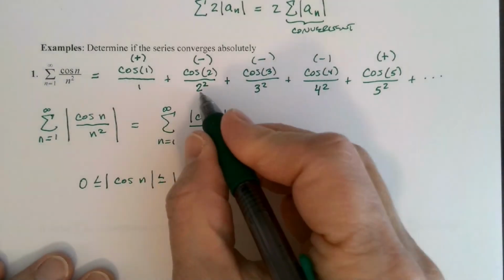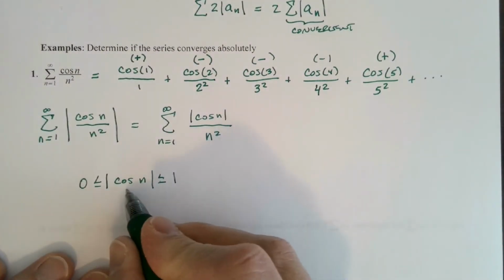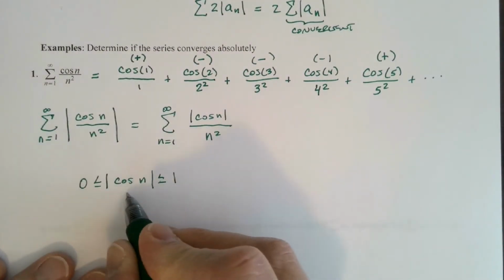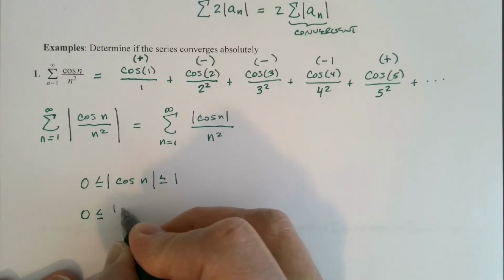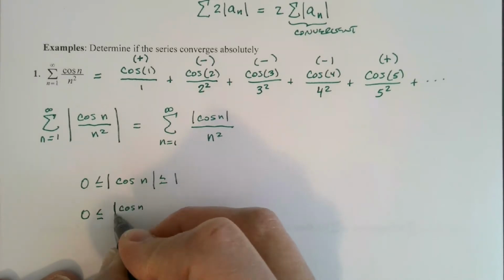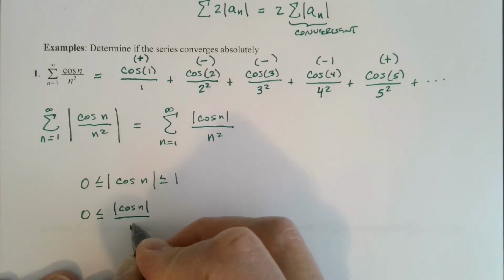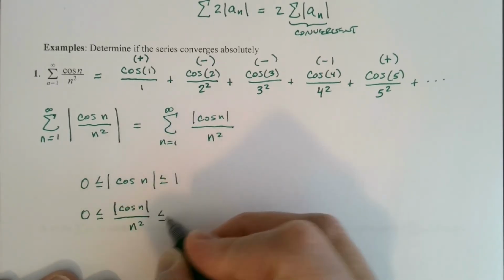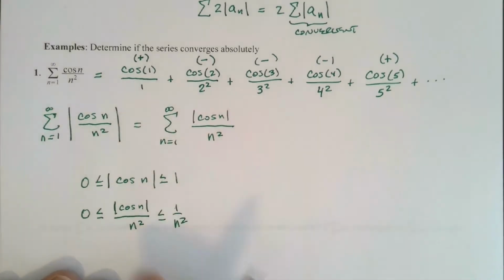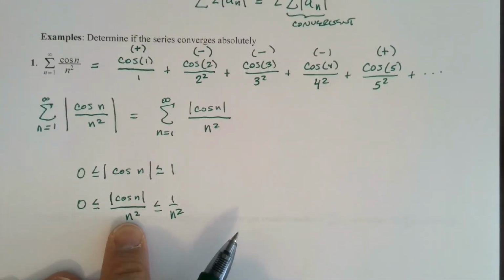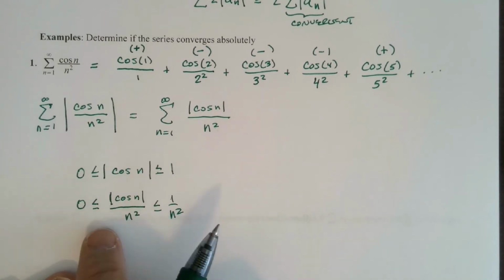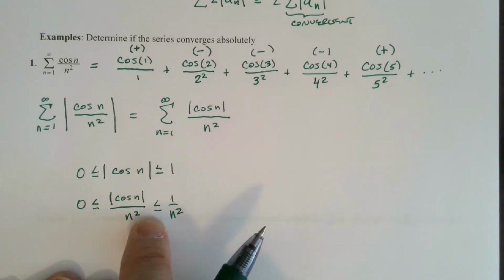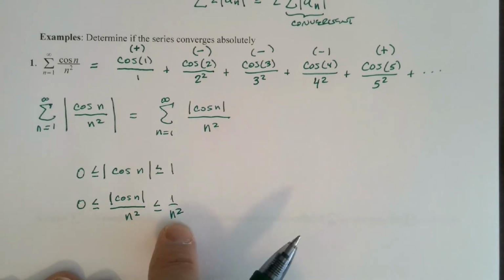And now n squared, if I divide everything by n squared in this inequality, since n squared is positive, the direction of the inequalities does not change. So 0 divided by n squared is 0. 1 divided by n squared is 1 divided by n squared. So notice the terms of our series, the terms in the series we're adding up right here, are less than or equal to 1 over n squared, and they're all non-negative. There are no negative values in that.